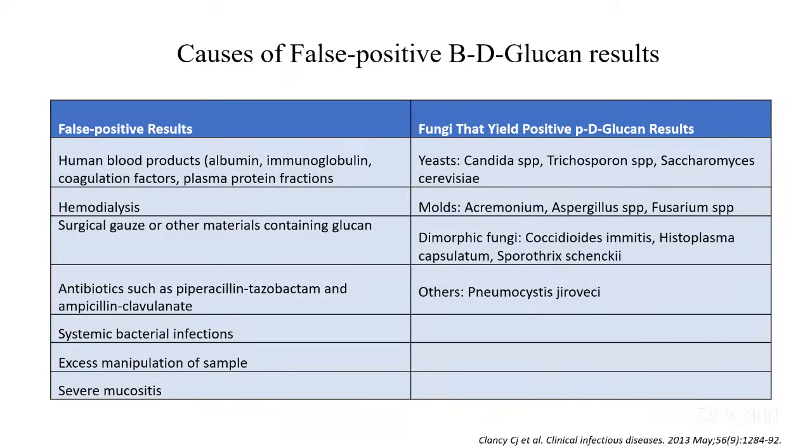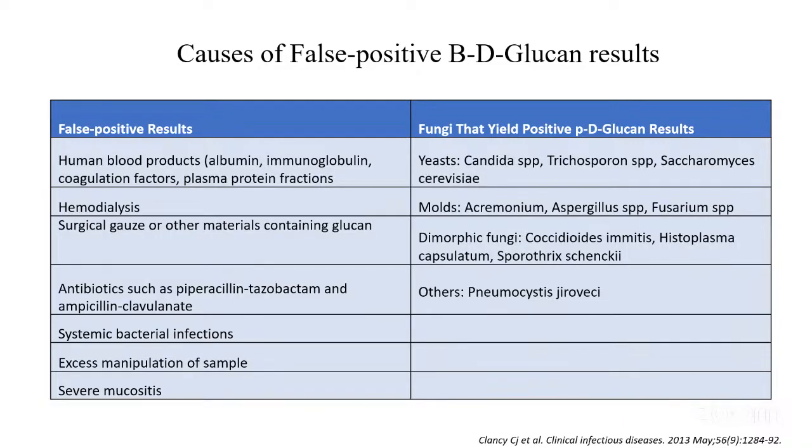Then the causes of false positive beta-D-glucan results: false positive results are seen with human blood products, albumin, immunoglobulin, coagulation factor, plasma protein factors, hemodialysis, surgical gauze or other material, antibiotics like piperacillin-tazobactam and ampicillin-clavulanate, systemic bacterial infection, excess manipulation of the sample, and severe mucositis. Fungi that yield positive beta-D-glucan results are the yeasts Candida, Trichosporon, Saccharomyces cerevisiae; molds Aspergillus, Fusarium; dimorphic fungi like Coccidioides, Histoplasma, and others; and Pneumocystis jirovecii.